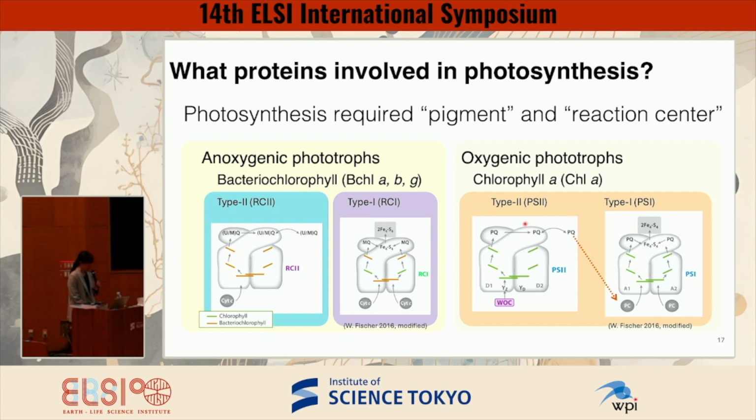On the right are oxygenic phototrophs, such as cyanobacteria. They use chlorophyll a and uniquely contain both type 2 and type 1 reaction centers, known as photosystem 2 and photosystem 1.